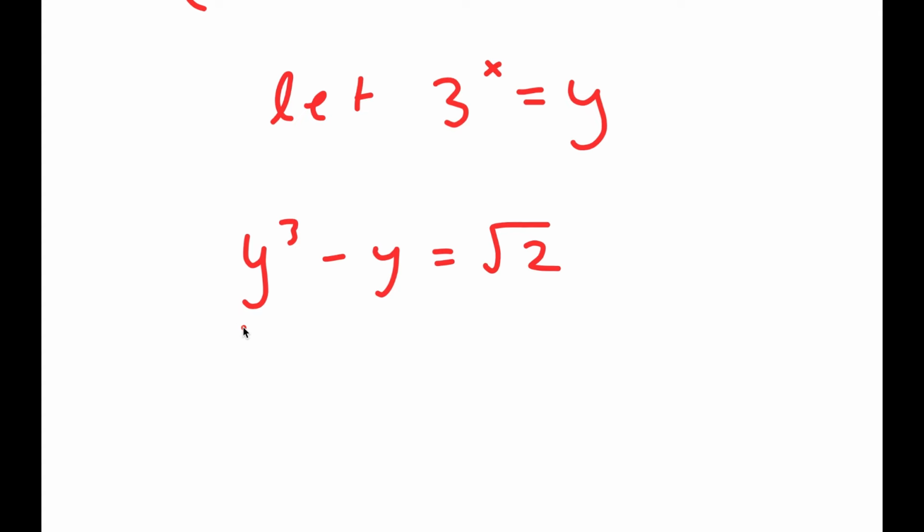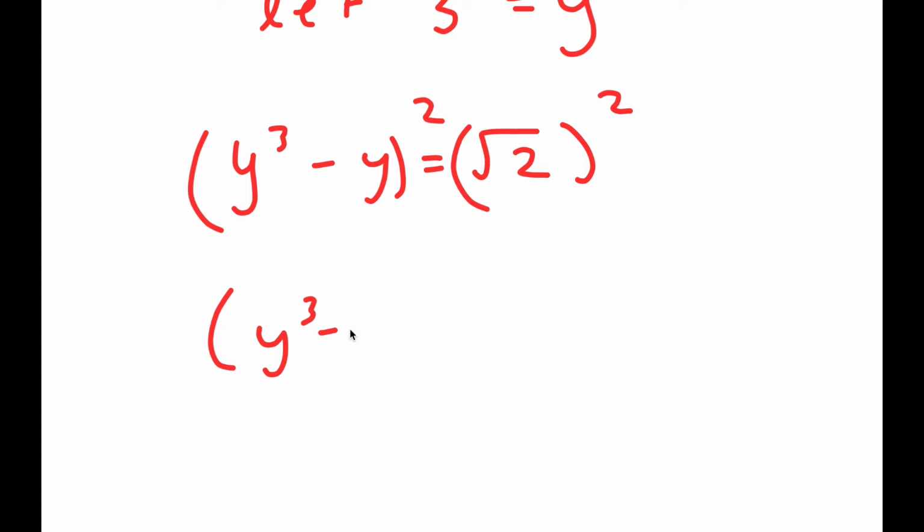And this means that if I square this on both sides, y to the power of 3 minus y squared is equal to 2.